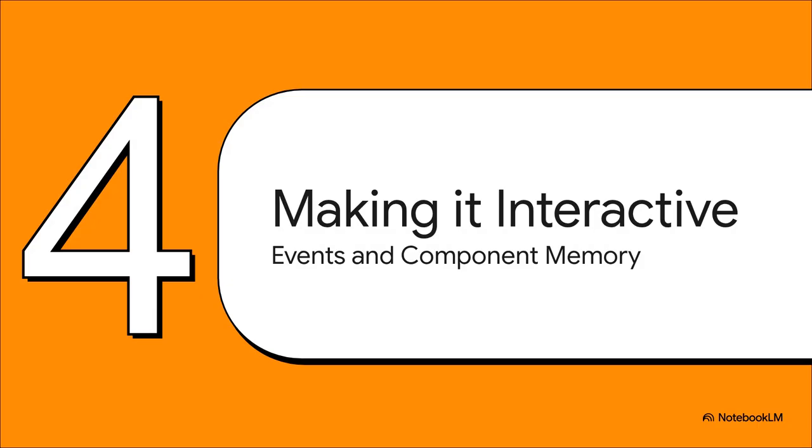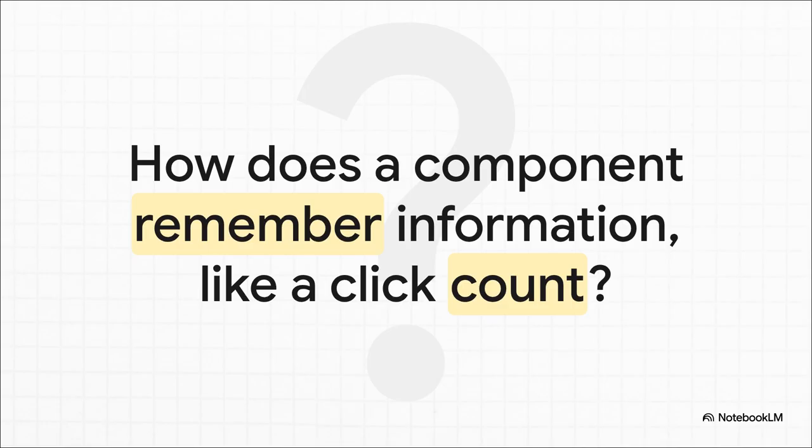A static UI is one thing, but real apps are interactive, right? They need to respond when the user clicks a button or types something in a box. And to do that, our components need a way to remember things. This brings us to a really fundamental question. We know a component is just a function that runs and returns some UI. But once it's done running, how does it remember anything? If a user clicks a button, how can that component possibly keep track of the count between renders?